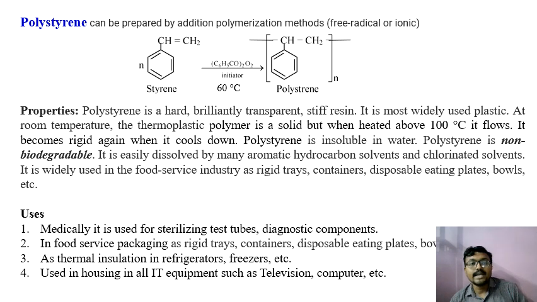Next one is polystyrene. So the monomer is styrene. We know this is the styrene molecule, phenyl CH=CH2. If we take the styrene molecule and perform radical polymerization reaction with benzoyl peroxide, we will get this polystyrene, right? Same addition polymerization reaction.